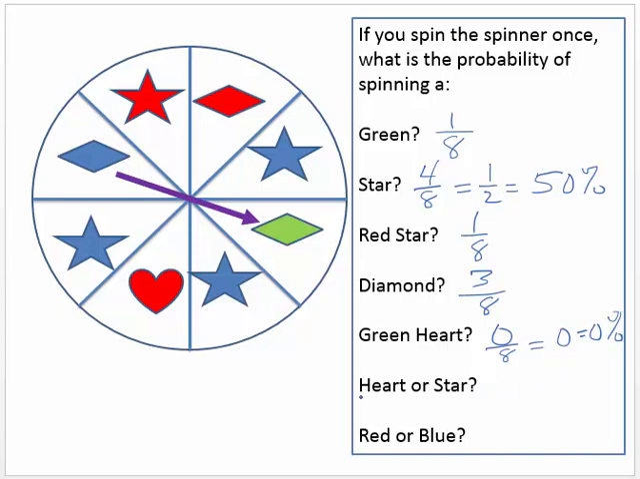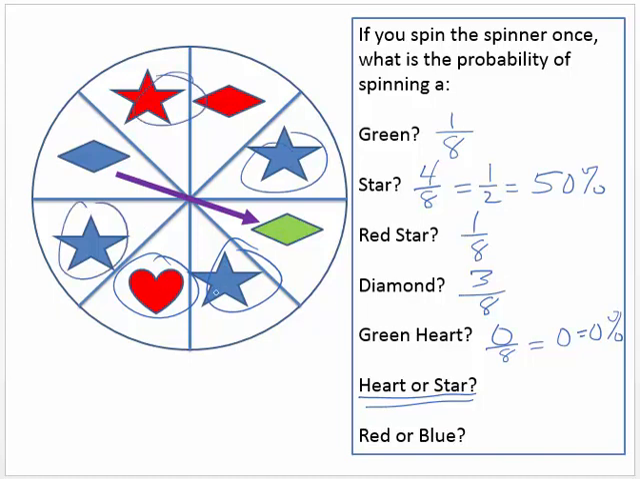Now, how about the probability of spinning a heart or a star? Well, here's a heart, and then we have 1, 2, 3, 4 stars, so there's a total of 5 desired outcomes, so 5 out of 8 would be the correct answer for that one. And then how about red or blue? Well, it's almost easier to look. Right here there's only one green and everything else is red or blue, so 7 out of 8 would be the probability of spinning a red or a blue.